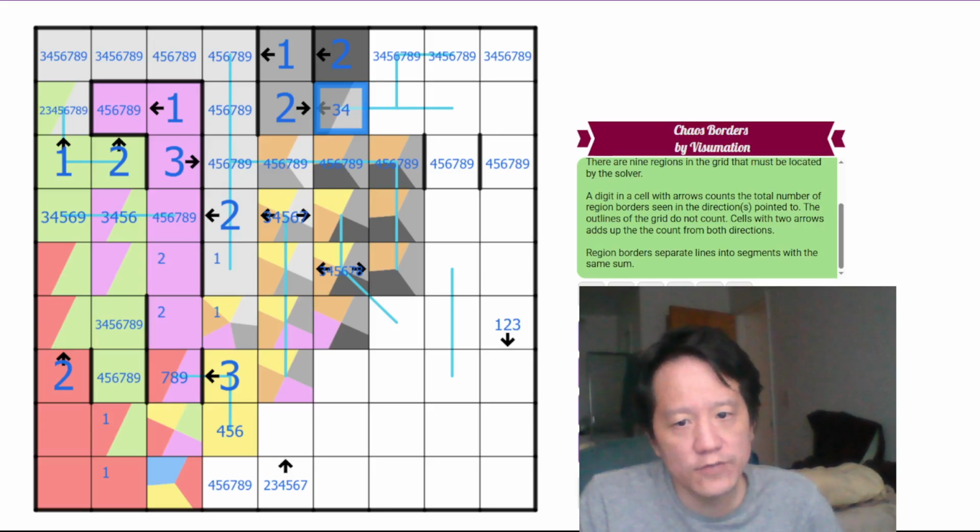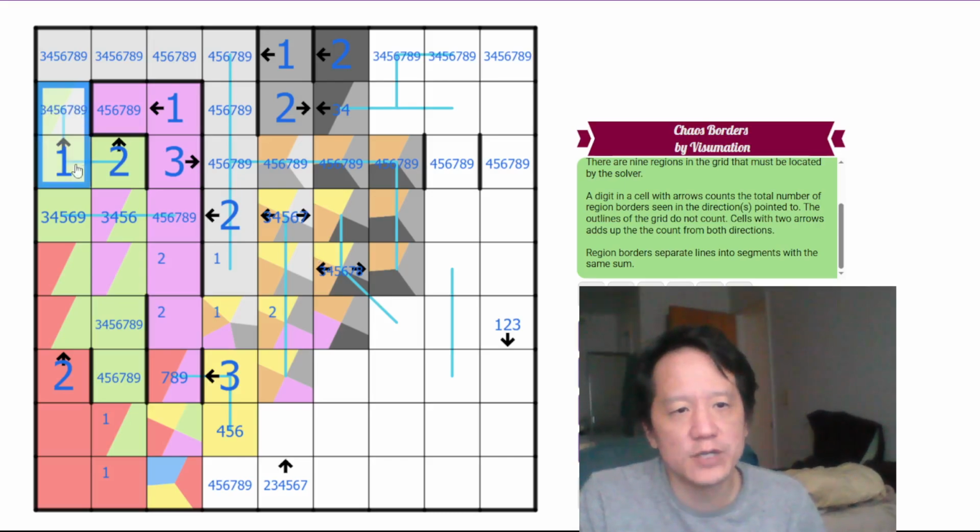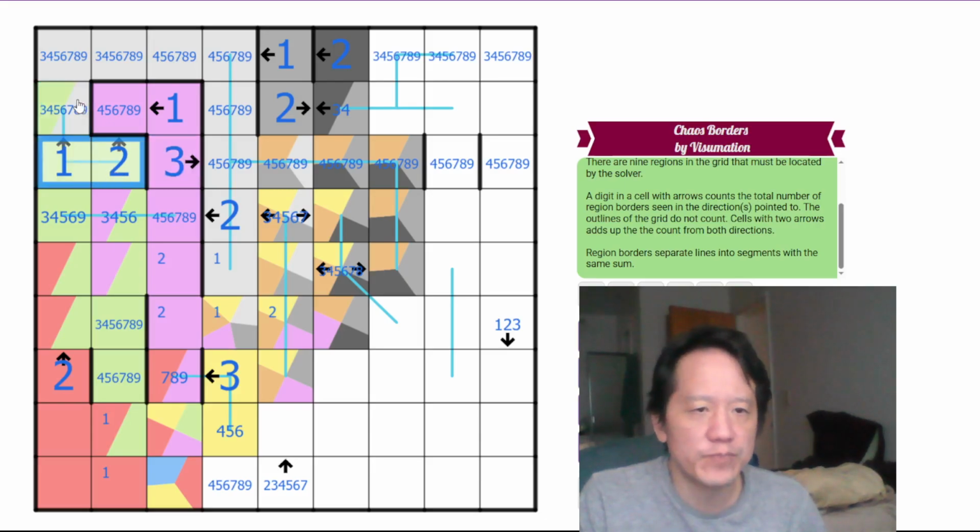Oh, wait, this can never be... Well, okay, we know this is 2. But this could never have been 2 anyways. Either it's a separate region, which means this would have to be 3 to add up with 1 and 2, or it's green, which means it could not be 2 either.